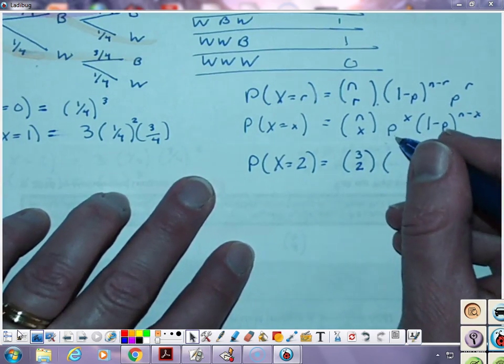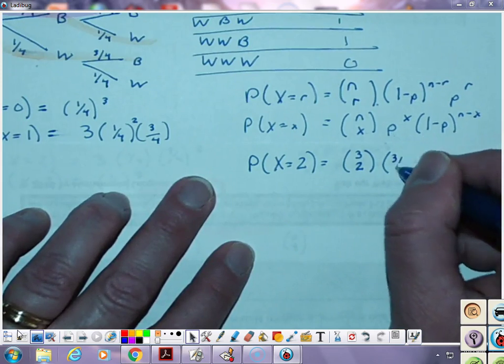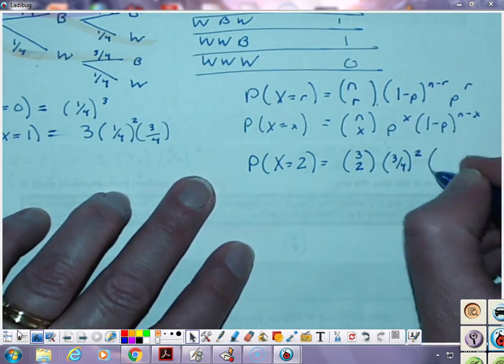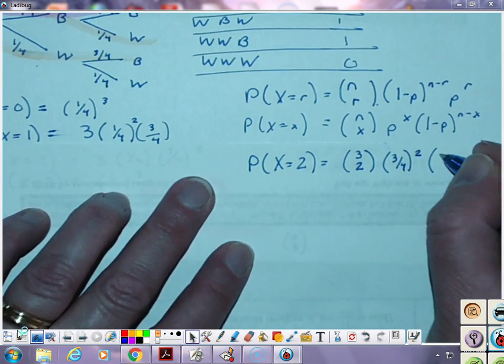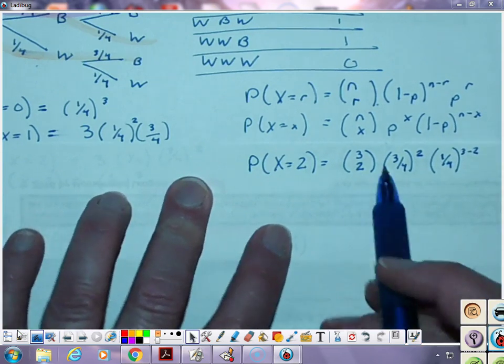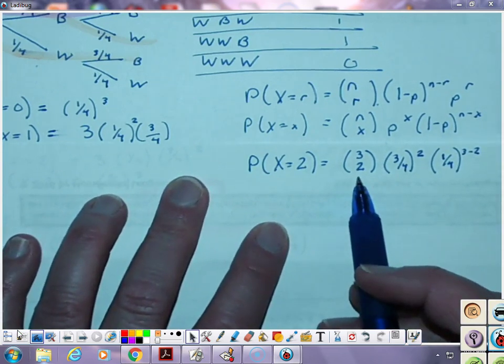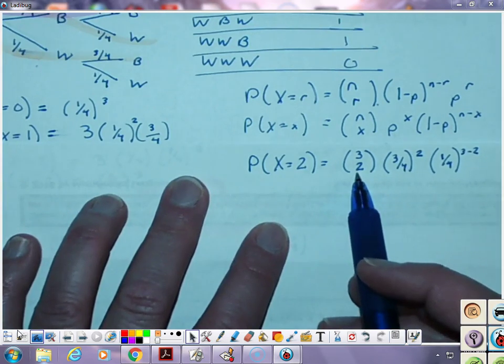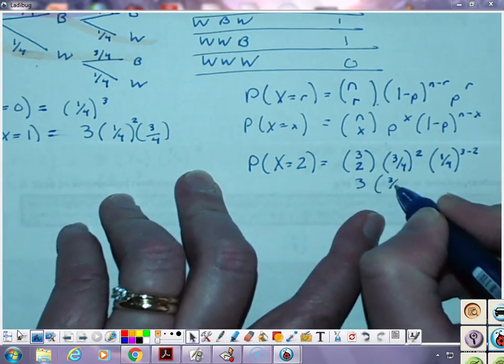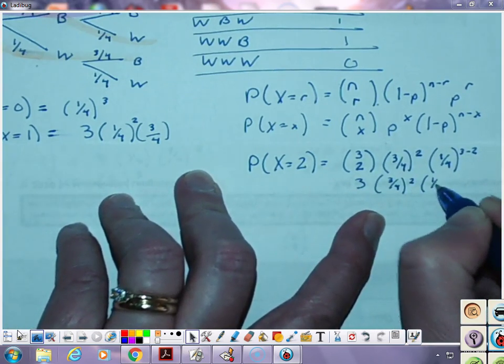Probability of success was 3/4, and we wanted to succeed twice, and the probability of failure, so 1 minus p, and then this would just be to the 3 minus 2. Okay, and this is just telling you how many ways that could happen. You can use the formula for that, you can use your calculator, but we already know that's 3. Okay, so it just became 3 times 3/4 squared times 1/4.